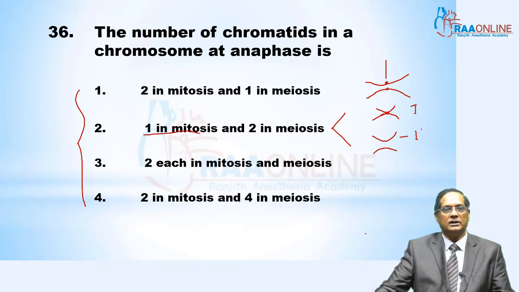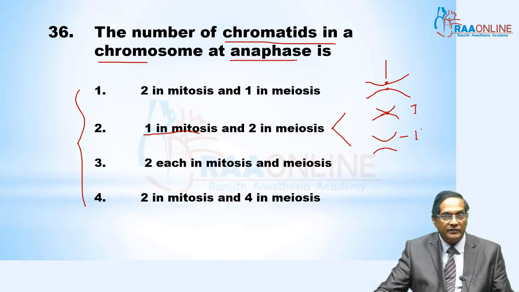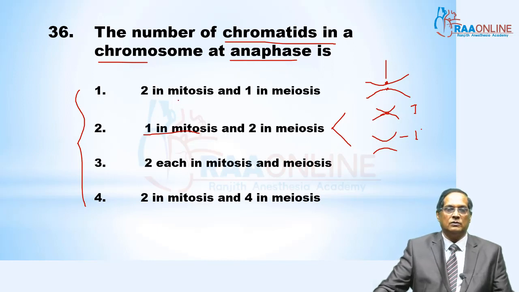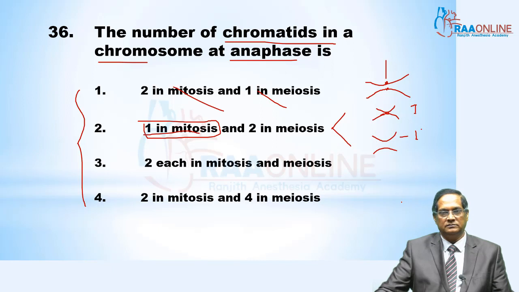This question is not quite clear. The number of chromatids in a chromosome at anaphase. A better answer is to take any one particular cell division. If we take only one chromatid in mitosis, this is sufficient, rest discarded. We should replace this question.